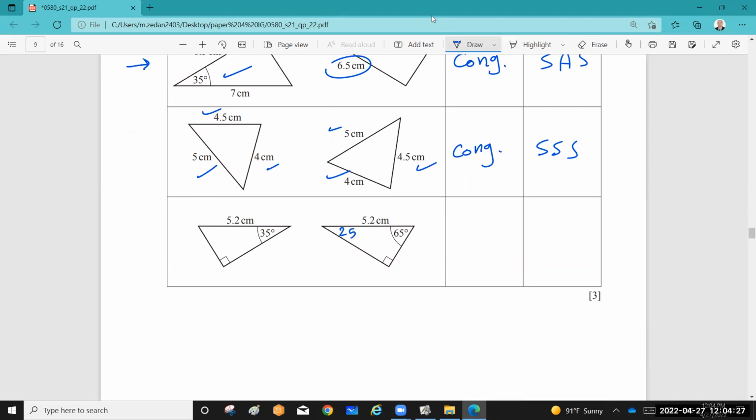90 minus 65. But now the angle is different. Yes, you have hypotenuse only 5.2, but it's not enough. The theorem you can use is RHL, the right angle, hypotenuse and leg. The leg here is not congruent, so the triangles are not congruent. Okay, this is nothing.